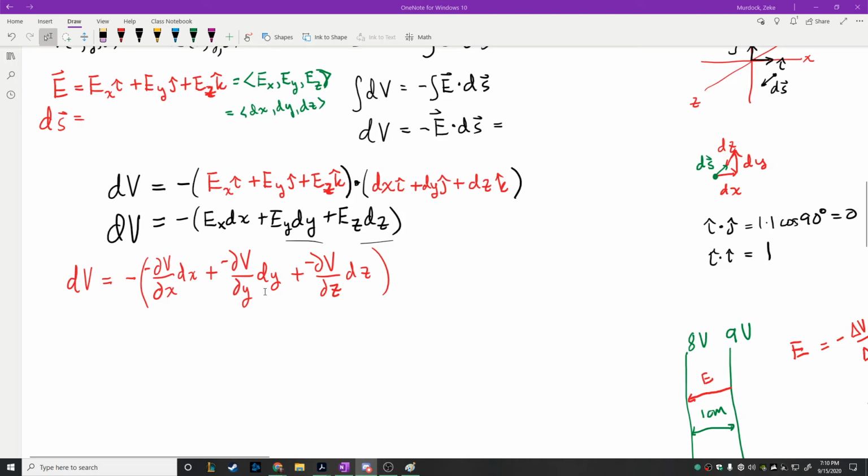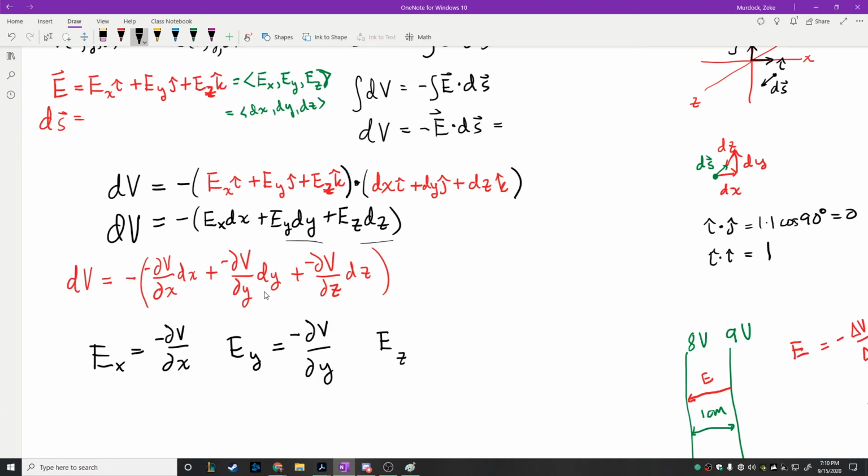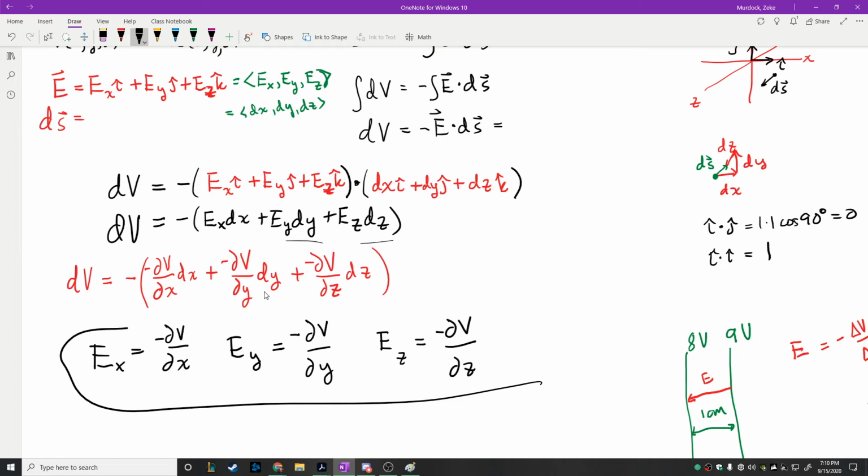So what does this tell us? This tells us that, in general, the electric field component in the x direction is found by this term right here, negative del v del x. The y component of the electric field is found by this term right here, negative del v del y. And the last one, the z component of the electric field, would be equal to negative del v del z. And that is our relationship.